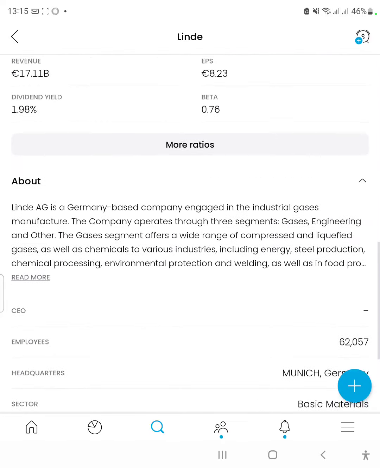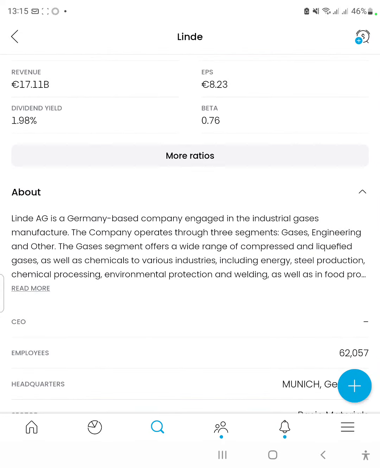The beta level, which is the overall risk volatility level of the stock up to this current date, is 0.76, which is 24% below the market average, which is really good. You're definitely getting a risk premium there of 24%.